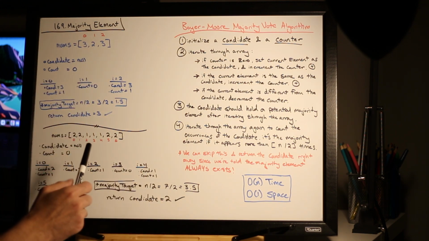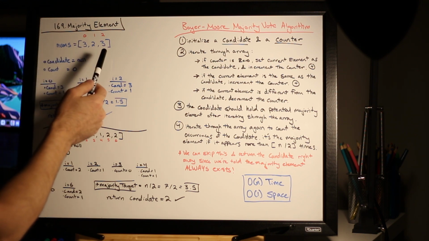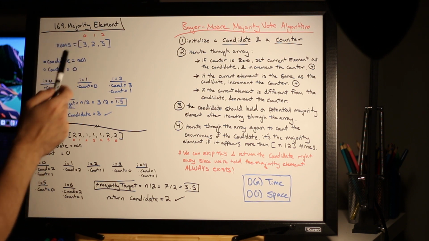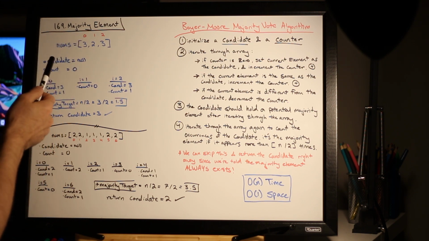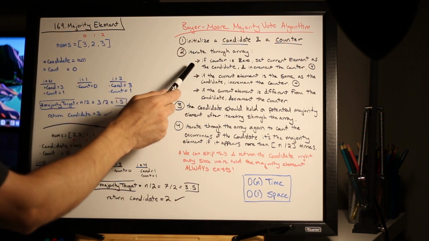I have a couple of examples set up here. Let's start off with the top one. I have a nums array of 3 elements. The index for each element is written above it in red. Let's start off with initializing our candidate and our counter. My candidate is set to null and my count is set to 0. Let's start off with the first element at i equals 0, so that's 3.